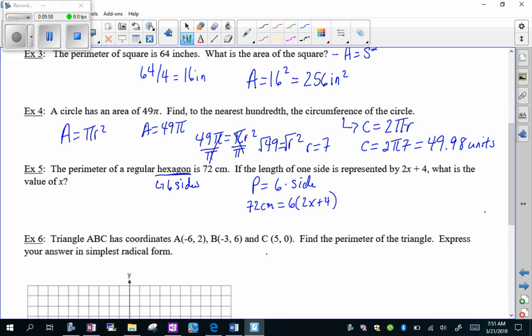Now I'm going to distribute, and I get 72. I can leave the centimeters off right now because I'm really looking for x. 72 equals 12x plus 24. Okay, what I'm going to do is subtract 24 from both sides. Then I'm going to get 48 equals 12x, or 12x equals 48. Either way, it doesn't matter. I'm going to divide both sides by 12. And then x equals 4. All right.